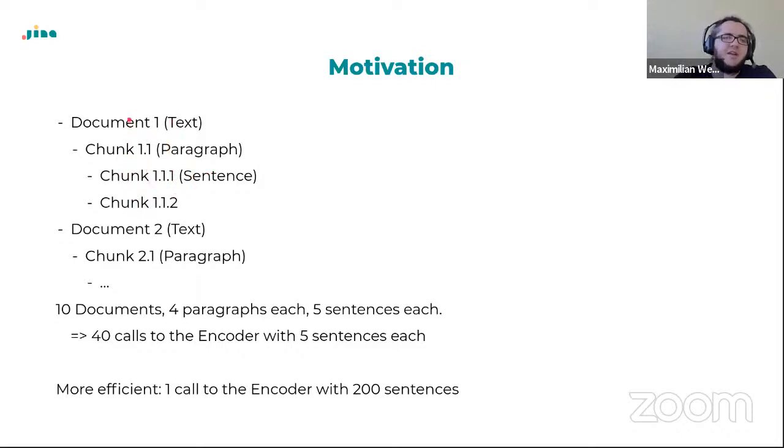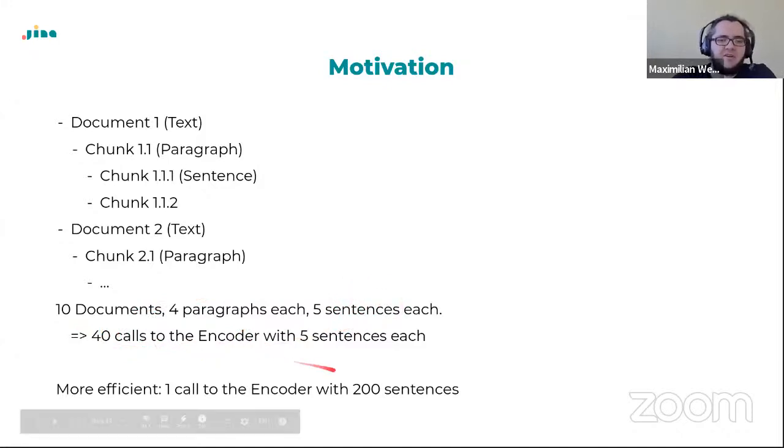And then you could also imagine that I not just want to index one text, but multiple texts, and each of them has a lot of sentences. Let's say I want to index 10 documents in each batch, each document has roughly 4 paragraphs, and each paragraph has roughly 5 sentences. In our old version, we would have 40 calls to the encoder, each time with 5 sentences. That's what happened until now.